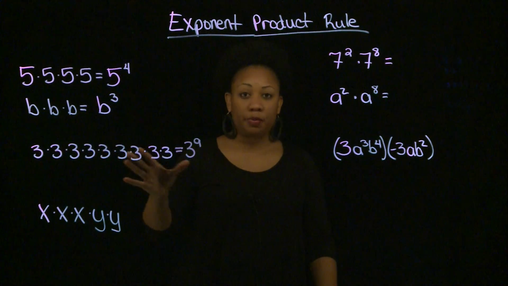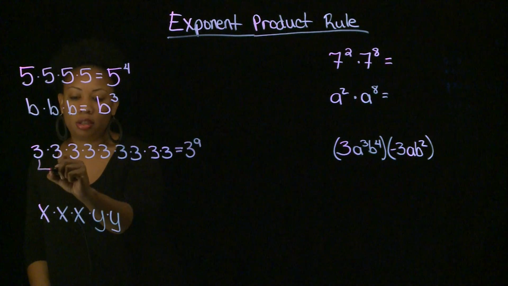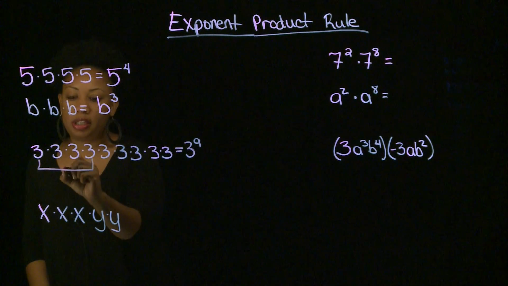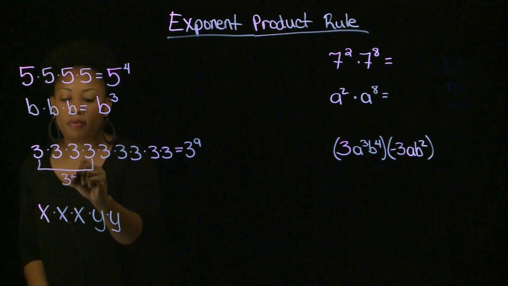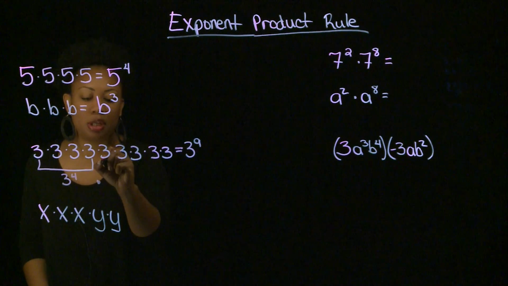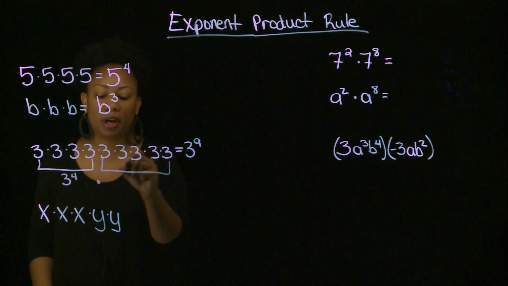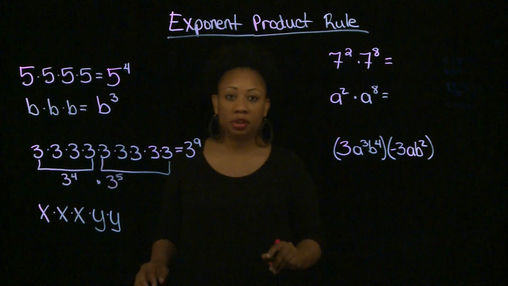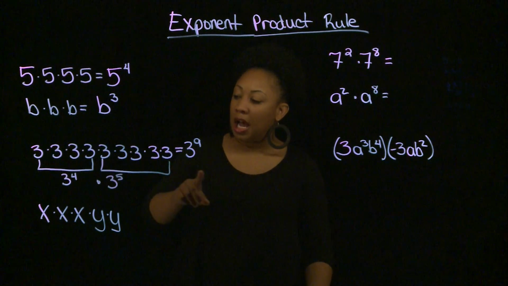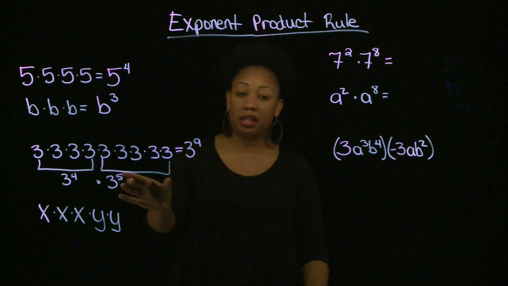Now I can write this problem differently. Let's say I combine these 3's and call this 1, 2, 3, 4, 3 to the 4th, times, and I can combine these 3's, 1, 2, 3, 4, 5, and have 3 to the 5th. Now notice, I still have 9 3's, but I'm just breaking it down and writing it differently.